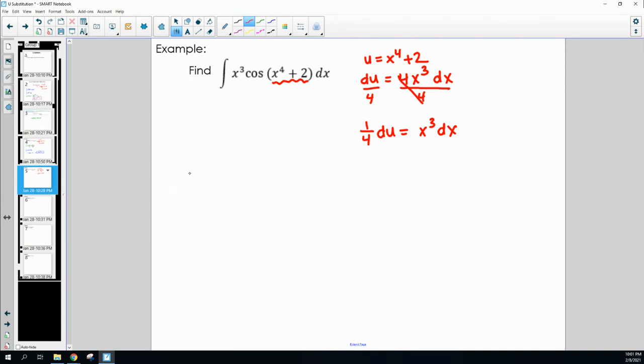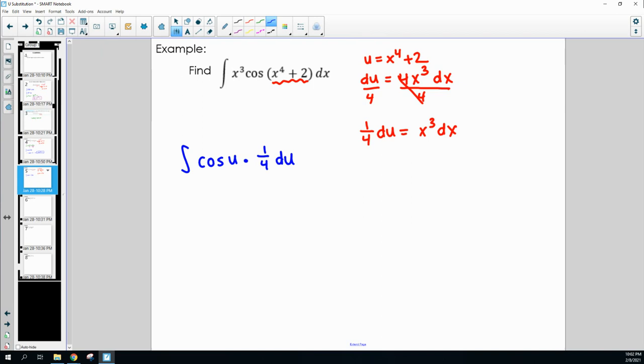All right, so let me just rewrite this. We've got the integral of cosine of u, where the x to the fourth plus 2 is u, times x cubed dx, which is going to be 1/4 du. So instead of having cosine of u du, we have cosine of u times 1/4 du because we had to divide both sides by 4.